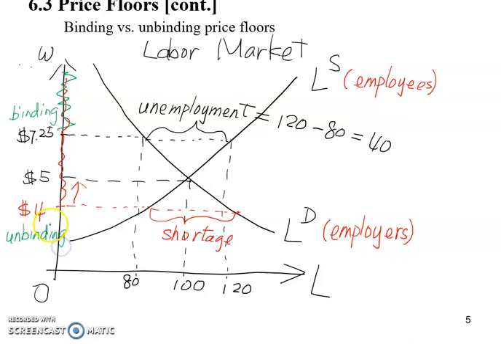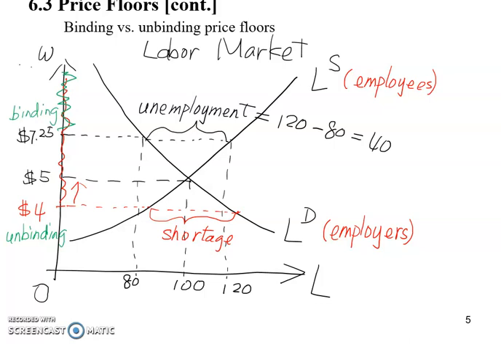When we look at the price floor, if the floor goes below the equilibrium price, it becomes unbinding. If it stays above the equilibrium price, it's binding. But previously, when we talked about the price ceiling, it's the opposite. When the price stays below the equilibrium price, it's a binding price ceiling. When the price stays above the equilibrium price, it's an unbinding price ceiling.